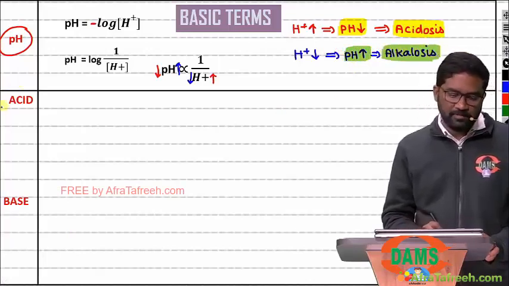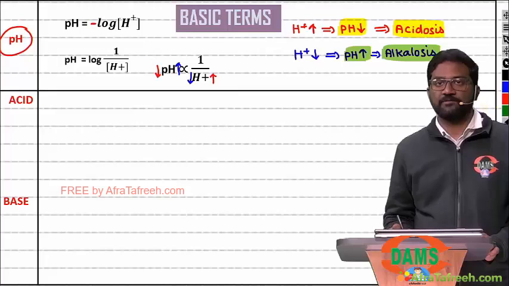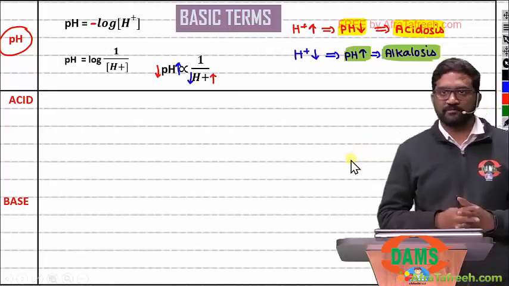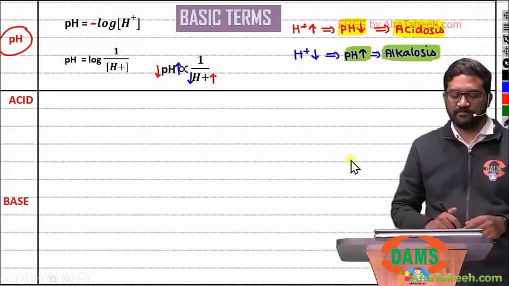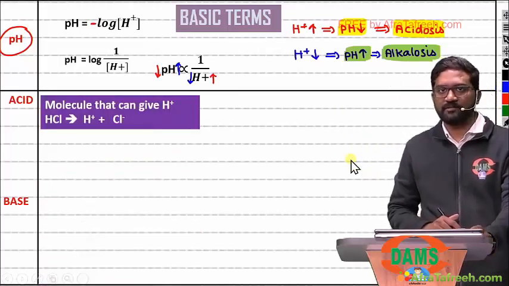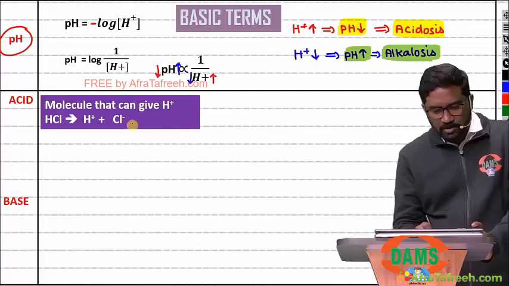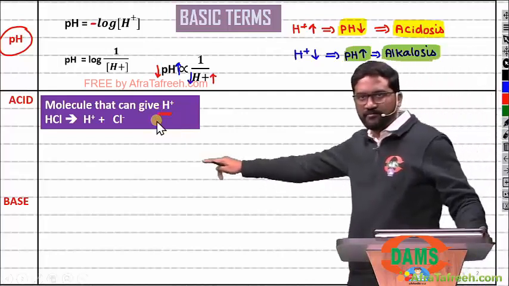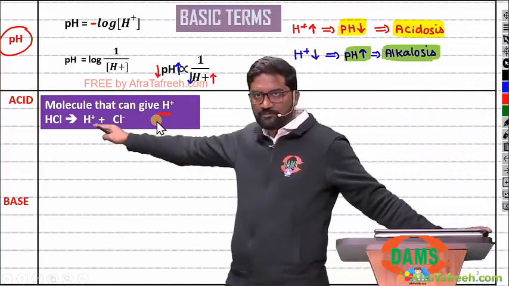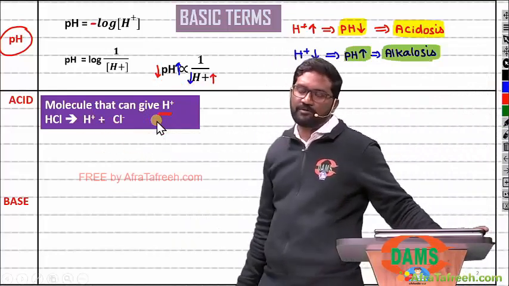Now what do you mean by the term acid? Acid in chemistry means some substance which is aggressively giving H plus. Acid definition is molecule that can give H plus. Why is HCl a very strong acid? Because it will quickly give rise to a lot of H plus.